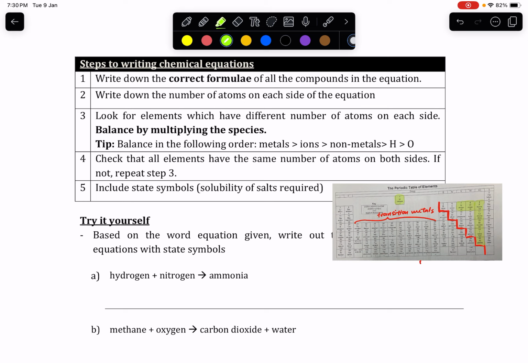Second, you may need to write down the number of atoms on each side of the equation, but after some practice, you can do this in your mind. Okay, then that will hopefully make you faster and faster.